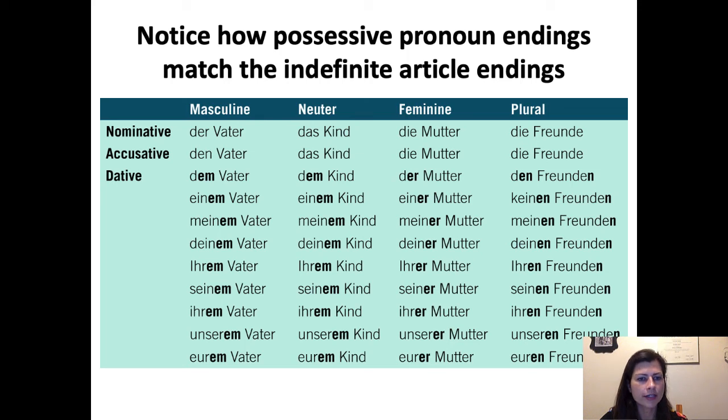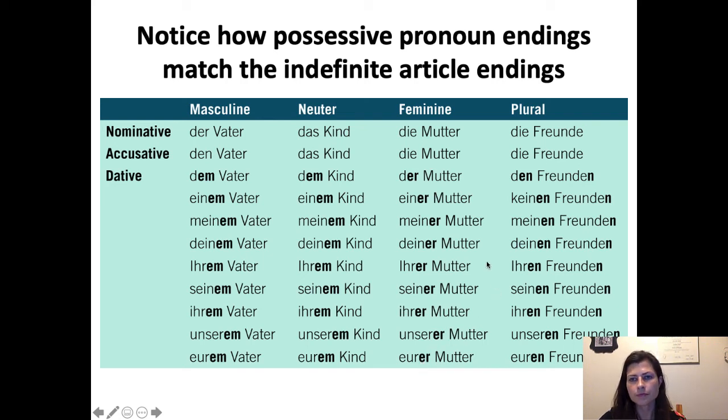But then with ihr and unser and euer, they don't rhyme, so it's not quite as obvious, but they're still taking that same ending. And then for the neuter, it's the same ending all the way down. For the feminine, our feminine dative would be der Mutter for the definite article. And then for the indefinite article, feminine dative would be einer Mutter. And see that ER ending on the end of the ein is going to be the same ending we want for all the possessives. Meiner Mutter, deiner Mutter, ihrer Mutter, seiner Mutter, ihrer Mutter, unserer Mutter, eurer Mutter.